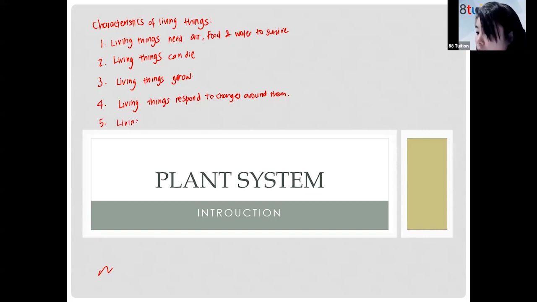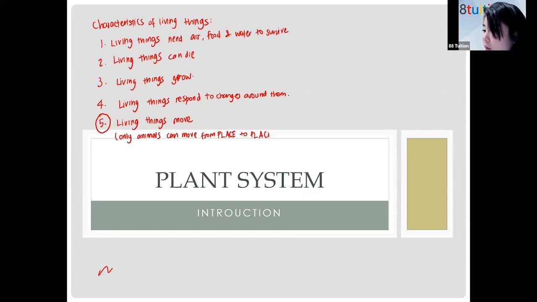Now, living things move. Okay, so this is a slightly tricky one. Why do I say so? Now, only animals can move from place to place. Right? But plants do not move from place to place, but they can move. So the example I gave just now about plants moving in the general direction of sunlight.